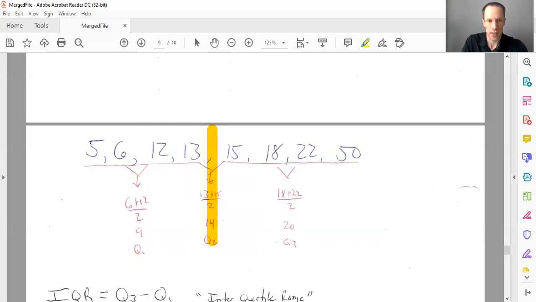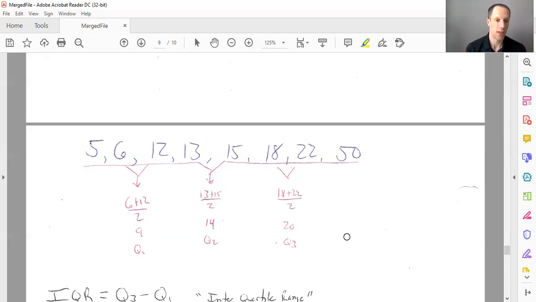So Q1 is 9, Q2 is 14, Q3 is 20. Now, one thing that we can do with the quartiles is we could take a particular number, such as the number 12, and we can say, well, that would be in the second quartile, so the second segment of data. So that kind of gives you an idea of where that data stands.